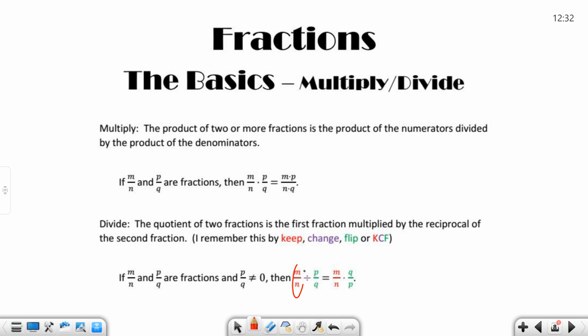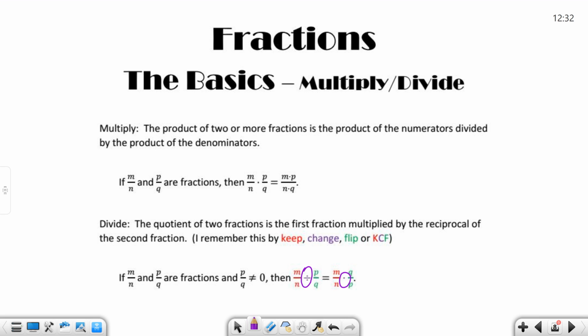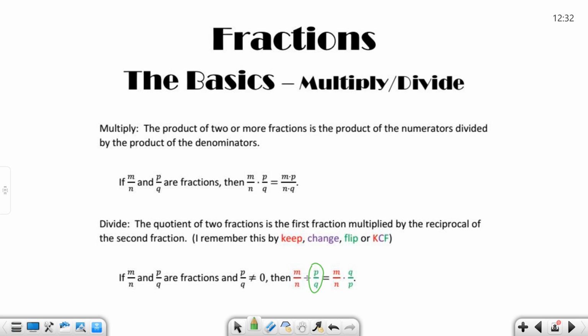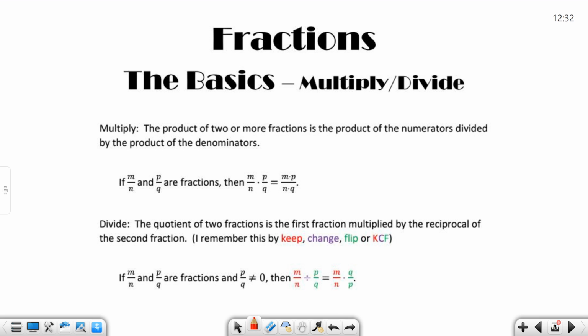So keep in red. I'm keeping the m over n. I'm keeping it. Okay? And then I'm going to change my division to multiplication in purple. Okay? And then in green, I'm going to flip p over q to q over p. Right? So keep, change, flip. So m over n, keep that, change the division to times, and then flip p over q to q over p. So m over n times q over p. And once you get to that point, then it's just the multiplication that we talked about above. So division of fractions is one step more than multiplication.